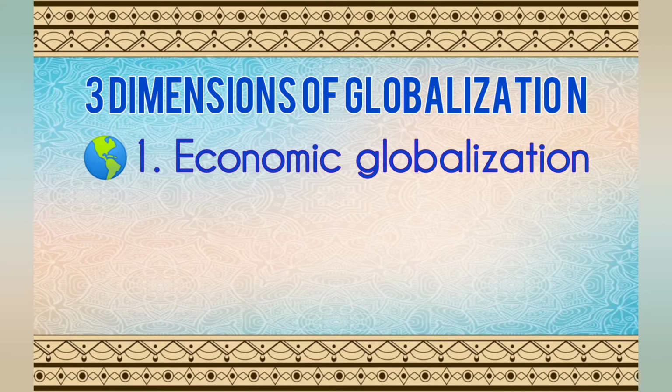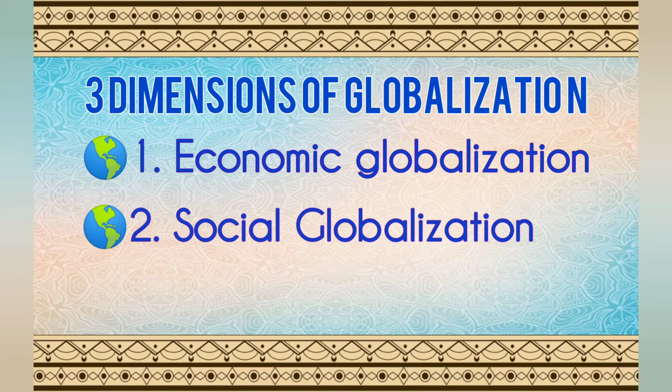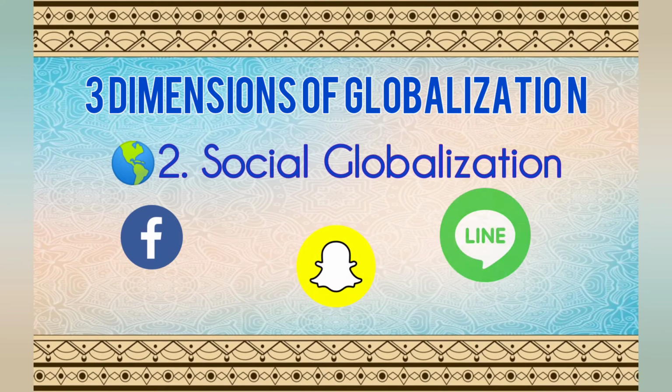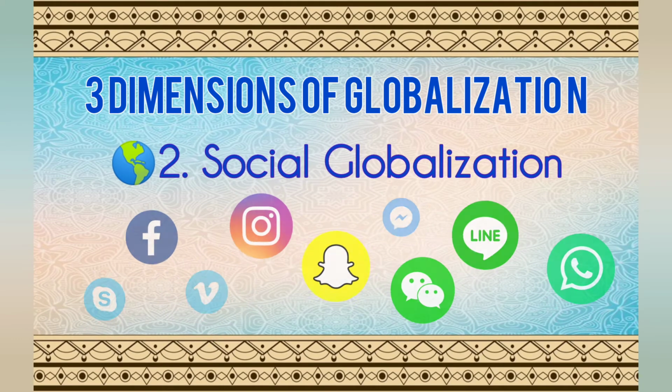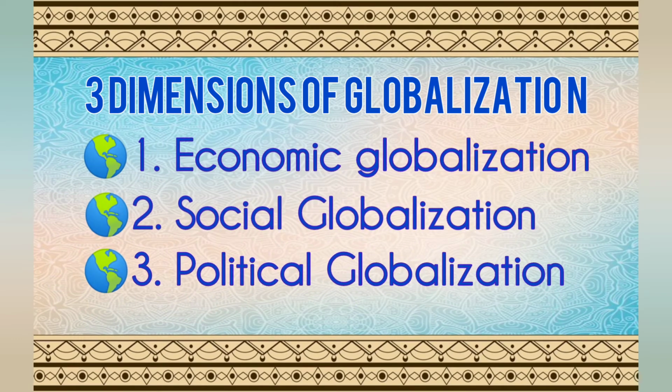This characterizes long-distance flow of goods, capital, and services, as well as information and perceptions that accompany market exchanges. Second, social globalization expresses the spread of ideas, information, images, and people. Today, we have different social media platforms that we can use to express our ideas and spread information. Third, political globalization characterizes the diffusion of government policy.